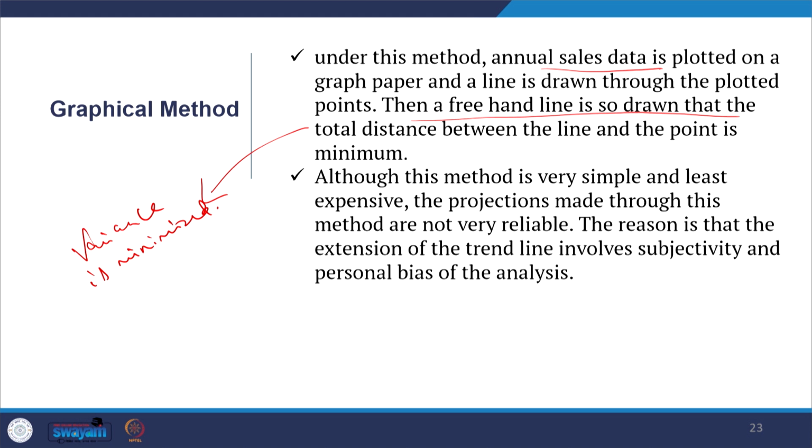Although this method is very simple and the least expensive, the projections made through this method are not very reliable, because what you have done is you have tried to believe that whatever was happening in the past will happen in the future, right. The reason is that the extension of the trend line involves subjectivity. Now subjectivity, as I said, includes inflation, currency valuation, diseases, natural disasters, anything, and even the personal bias of the analyst. So if you are biased and you feel that it will grow or fall at a certain speed, that also can create a bias.